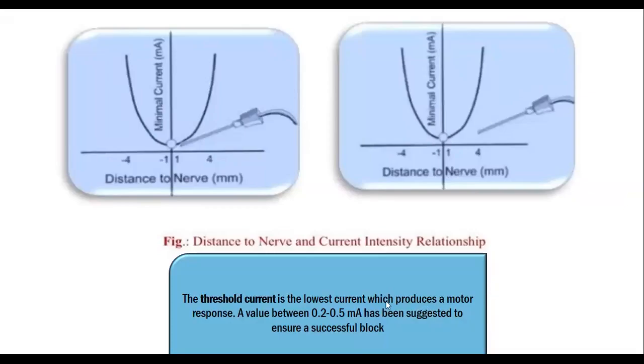The threshold current is the lowest current which produces a motor response. A value between 0.2 to 0.5 milliampere has been suggested to ensure a successful block. So if you are getting a motor response at less than 0.2 milliampere, that means your injection is intraneural or intrafascicular.